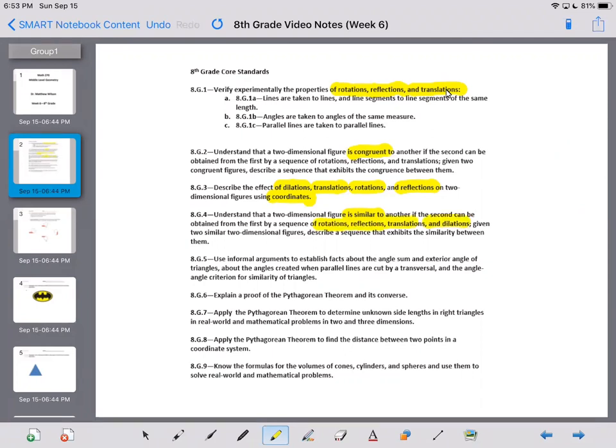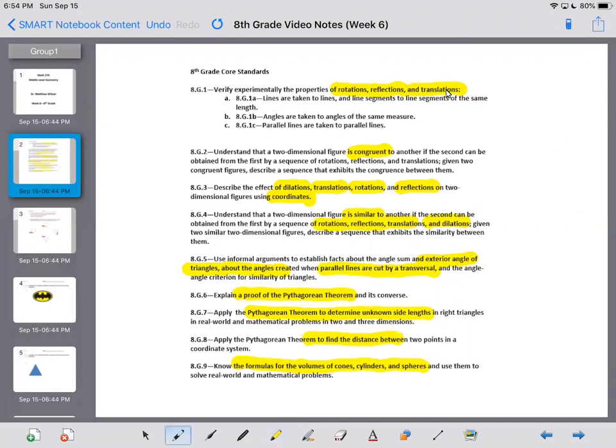We'll also look at the exterior angle of triangles and that theorem, as well as what about the angles that are created when we have parallel lines cut by a transversal. We'll look at the proof of the Pythagorean theorem. We'll solve for unknown side lengths using the theorem. We can apply it to distance between points. And then finally, 8.G.9, we're looking at certain formulas. So we're going to look at cones, cylinders, and spheres.